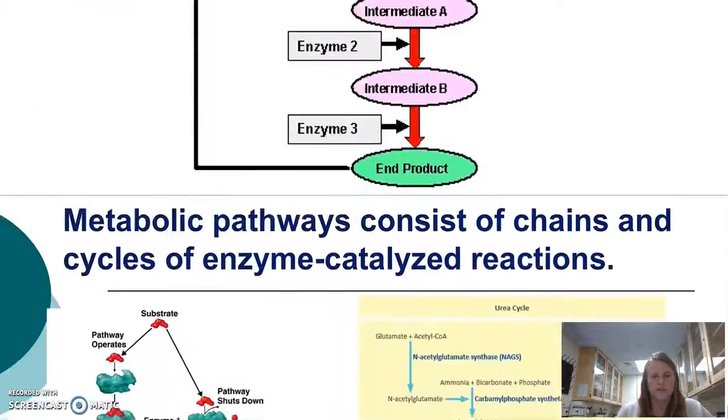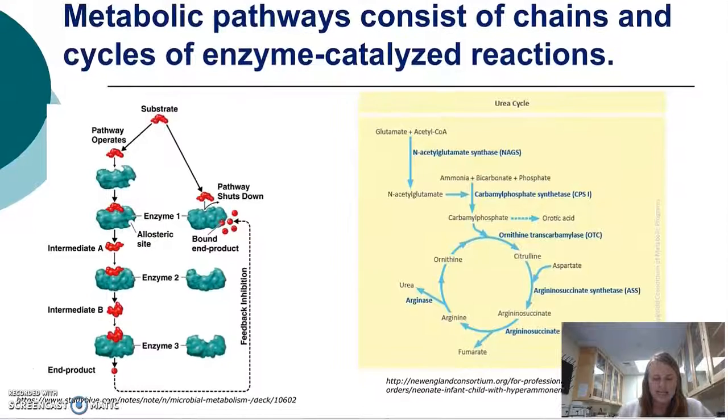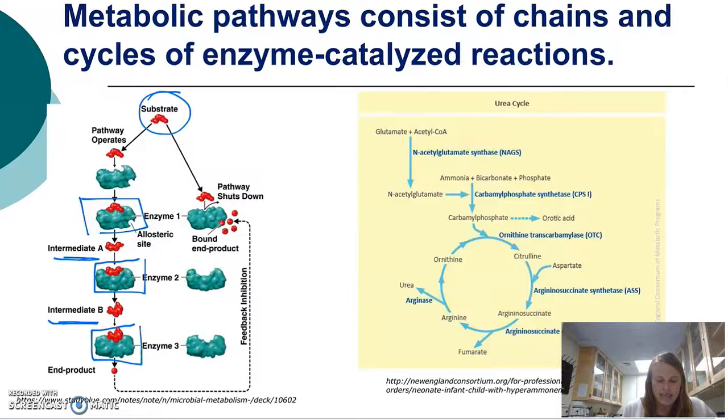So let me show you what I mean. In this pathway, we have our substrate. This substrate binds to enzyme 1 to make intermediate A, some sort of product. Intermediate A binds to enzyme 2 to make intermediate B, another product. Intermediate B binds to enzyme 3 to make ultimately this end product.